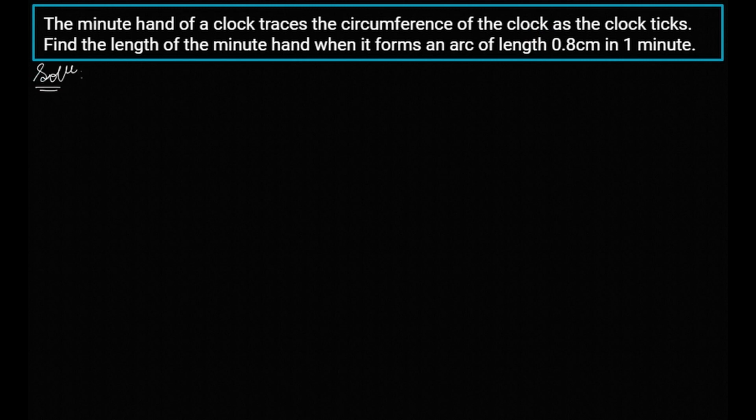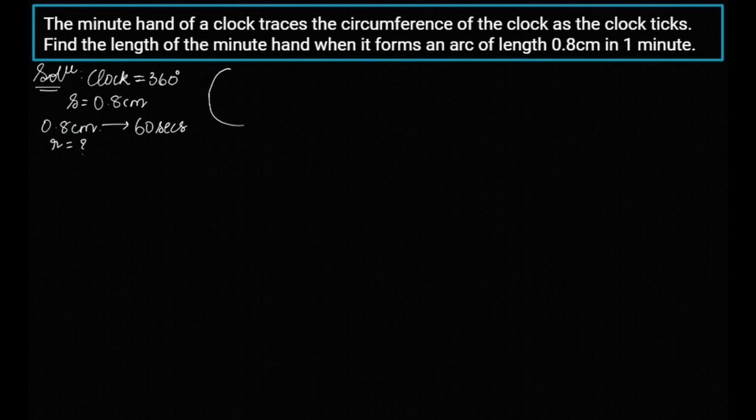A clock measures 360 degrees. The minute hand is forming an arc of 0.8 centimeters in 1 second. Therefore, let us take the length of the arc as 0.8 centimeters. And they have given us that it is making an arc of length 0.8 centimeters in 1 minute, or we can write it as 60 seconds. And we have to find out the length of the minute hand.